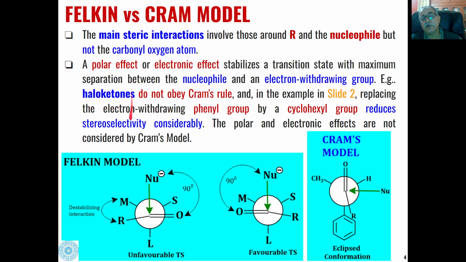So haloketones, where one of the groups present on the alpha carbon to the ketone, either L or M, may be a halogen. Haloketones will not obey Cram's rule, because if this group is a halogen group, then as per Cram's rule, in comparison to these three groups, H is smallest, halogen will be medium, and methyl group will be the largest.